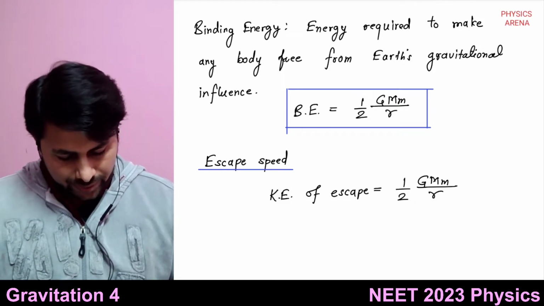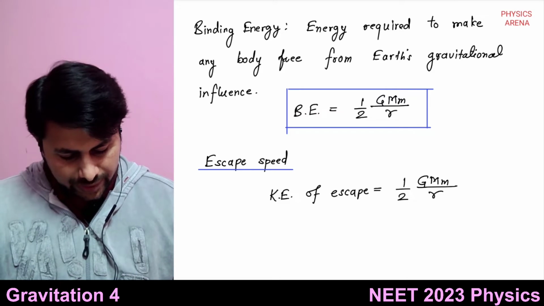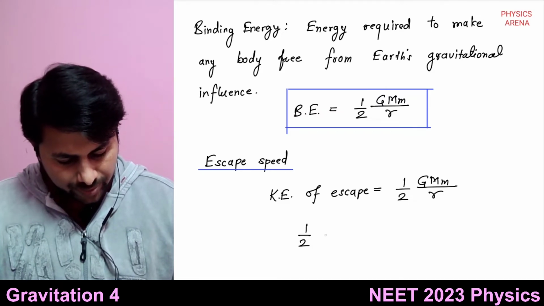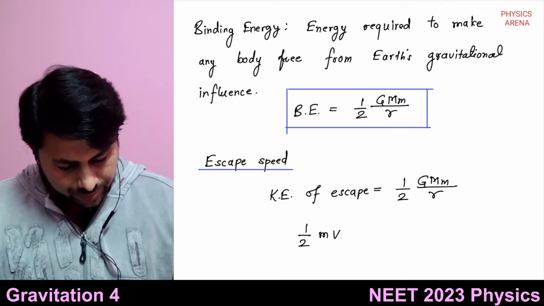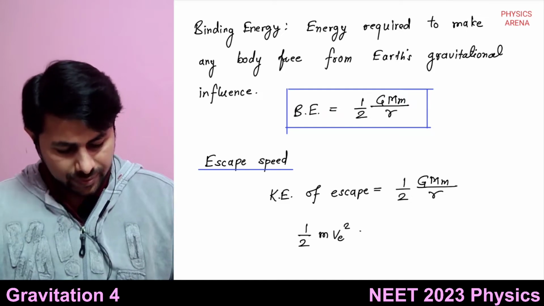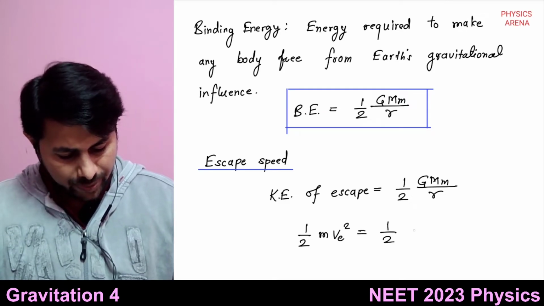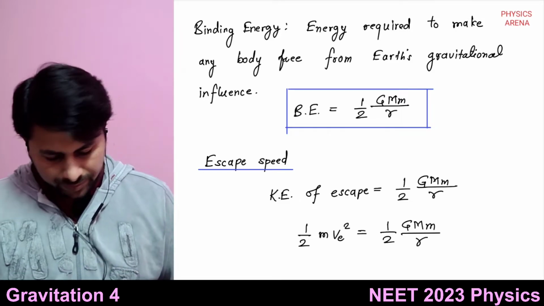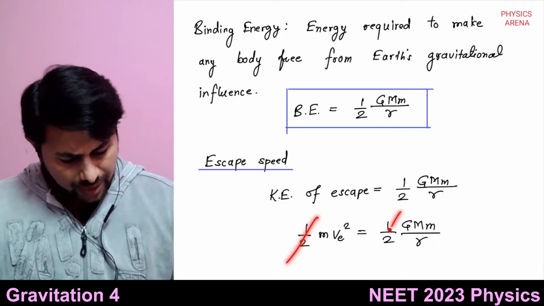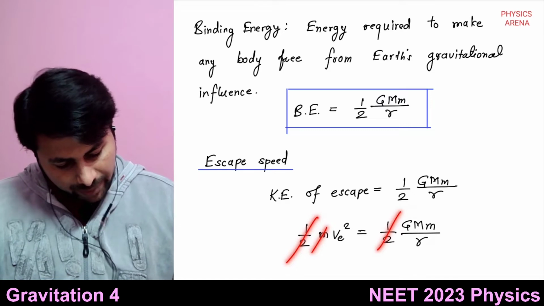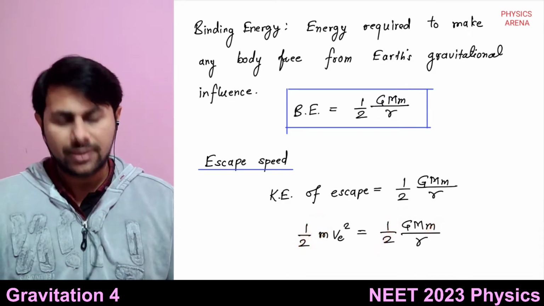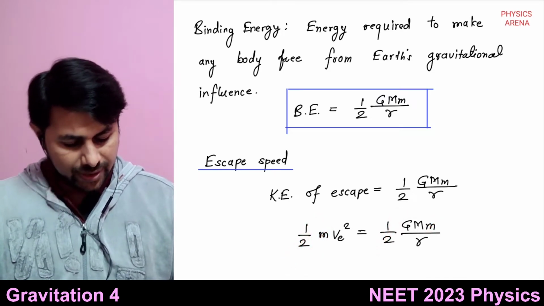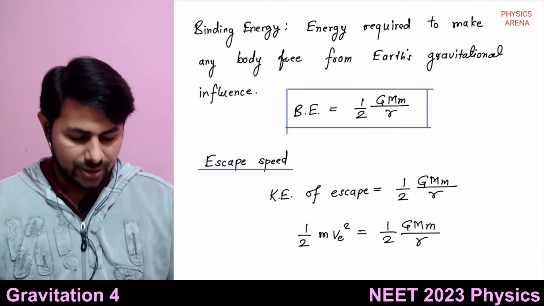If we provide this much extra kinetic energy, then the satellite will become free. So kinetic energy of escape is half of m into ve square, and it's equal to half of GMm divided by r. Then this half and half get cancelled, m and m get cancelled. So what is left is v square is equal to GM upon r.